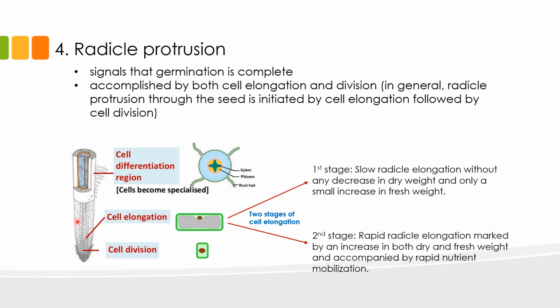Cell elongation, as it relates to radicle protrusion, proceeds in two stages. The first stage is characterized by slow radicle elongation without any decrease in dry weight and only a small increase in fresh weight. The second stage is characterized by a rapid radicle elongation marked by an increase in both dry and fresh weight and accompanied by rapid nutrient mobilization.